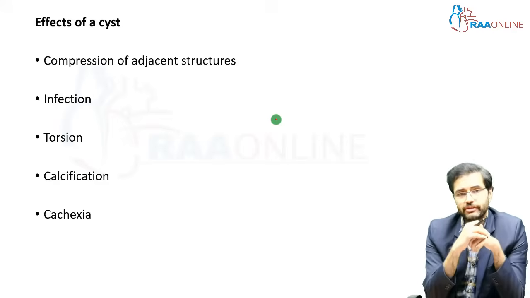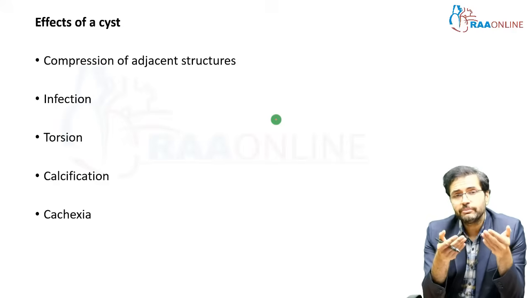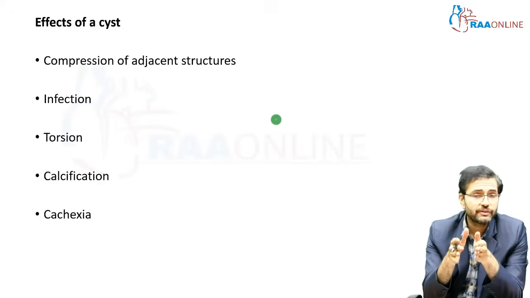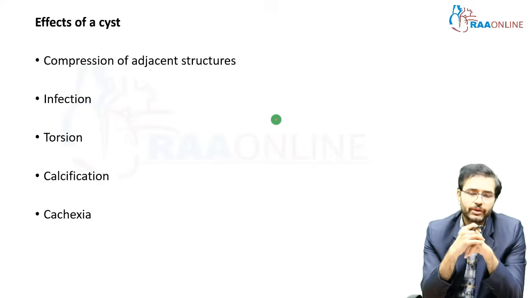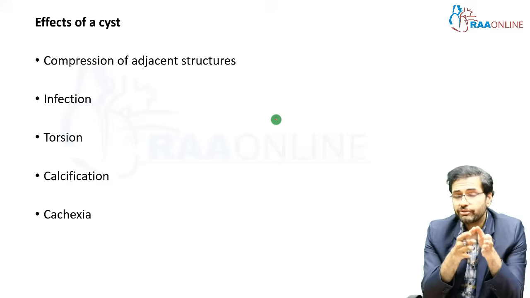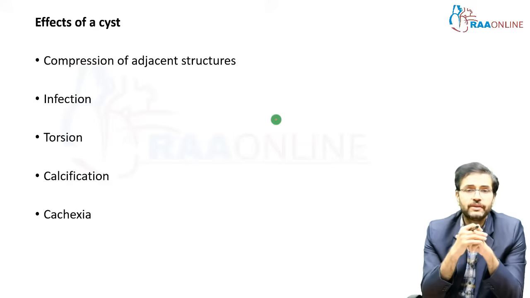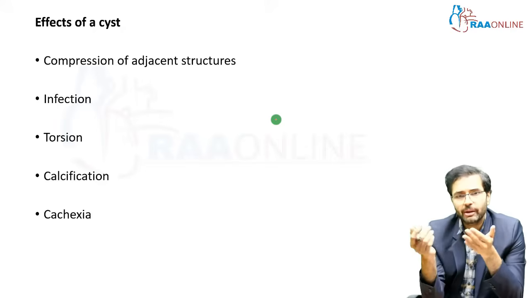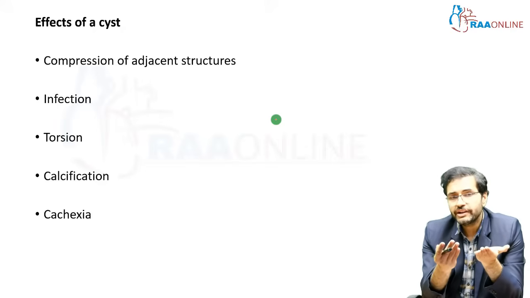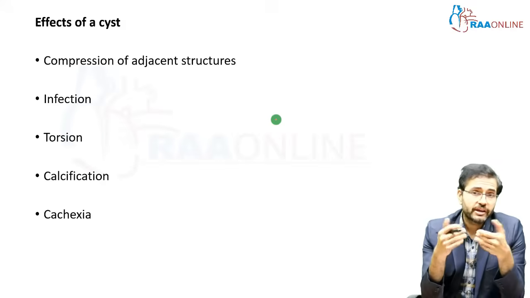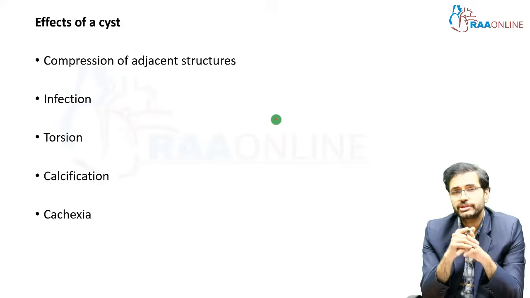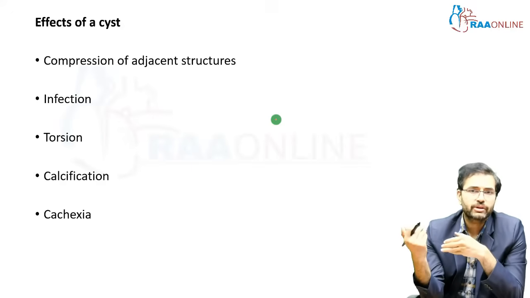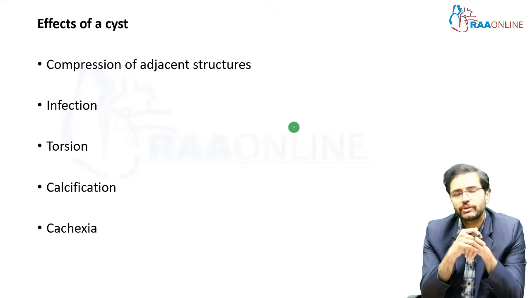So what are the effects of a cyst? Like I said earlier, symptoms with regard to a cyst depend upon the location of the cyst and the pathology behind the cyst. A cyst can cause compression of adjacent structures. A common example of this is a choledochal cyst, which involves the biliary apparatus, most commonly the extrahepatic biliary tree, and can cause compression of adjacent structures and cause symptoms. Another example is a pseudocyst of pancreas, which can cause compression on the bowel, the biliary tree, and the adjacent vascular structures, etc.